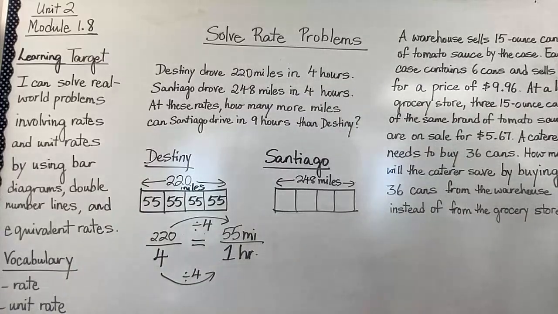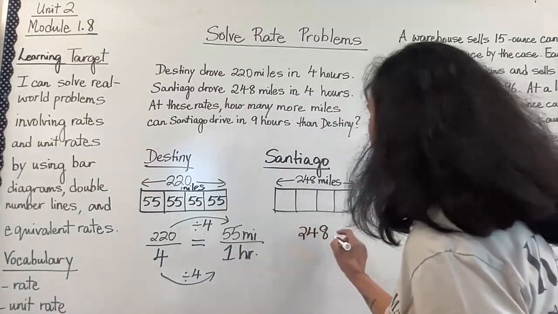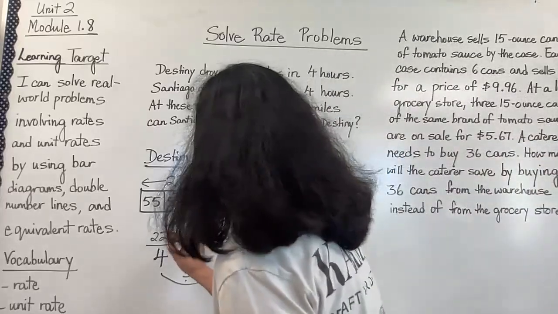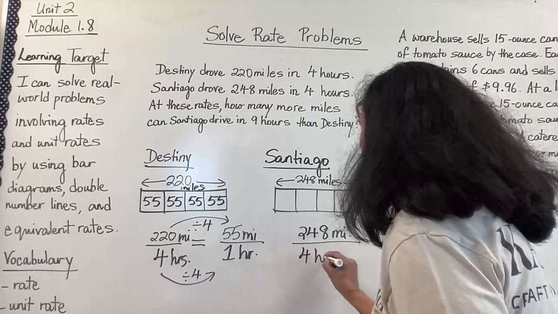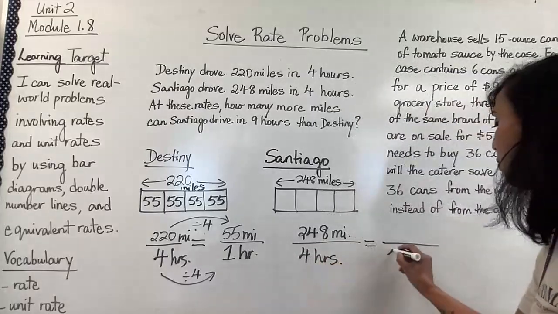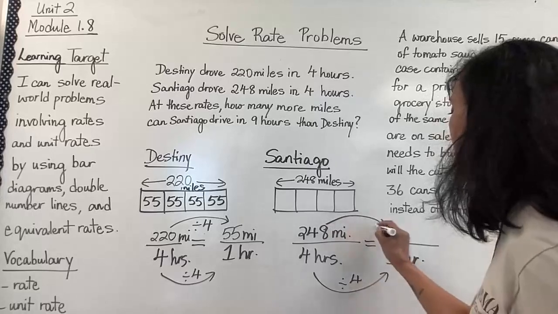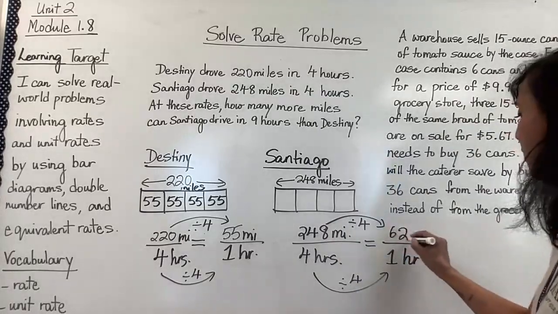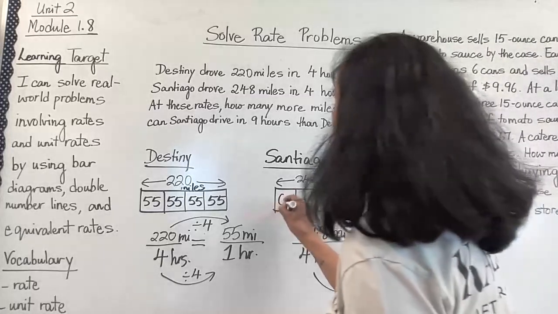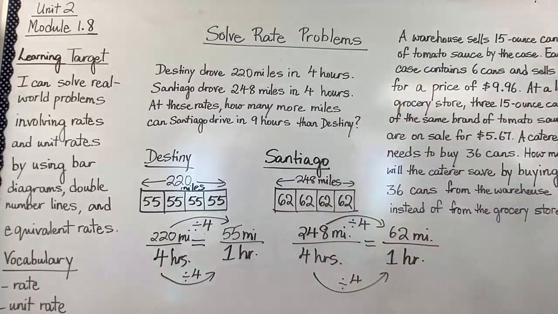All right. Santiago, on the other hand, is 248 miles, and we're talking about miles. Okay, please remember this is miles, and this is 4 hours here. So miles in 4 hours, and so in 1 hour, we are dividing by 4. Same thing here, dividing by 4, and I get 62 miles per hour. So each of these is going to be 62. So I'm just trying to show you the bar diagram as well as the equivalent ratio method.